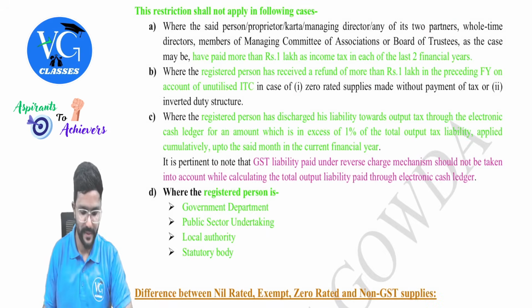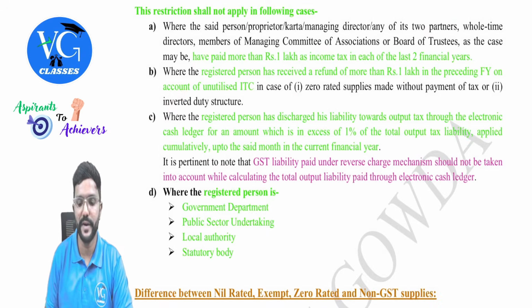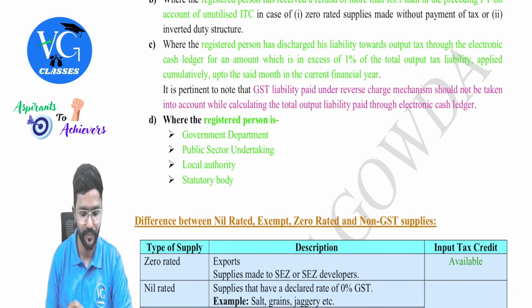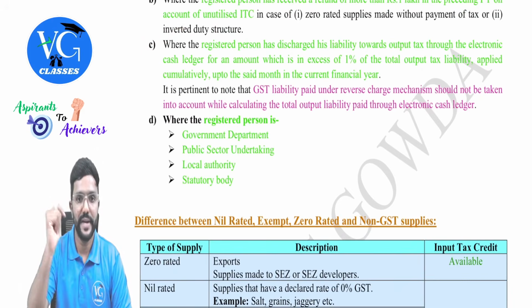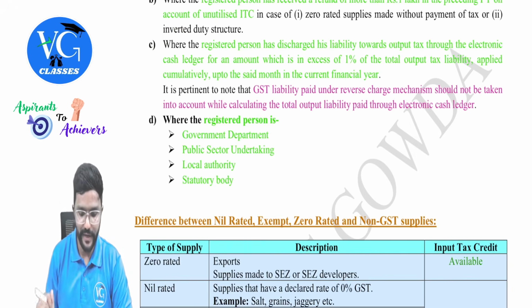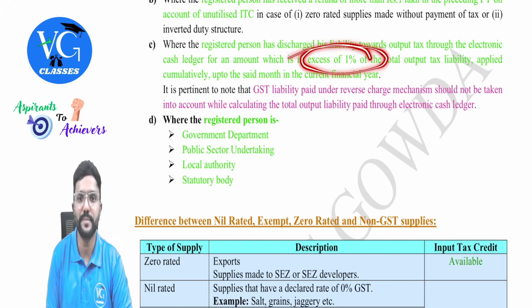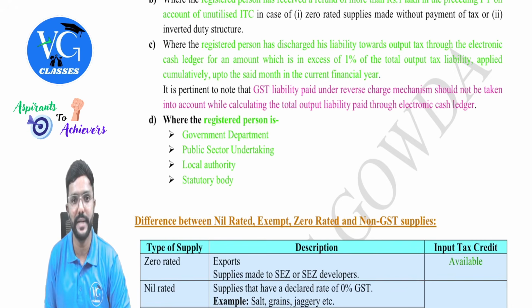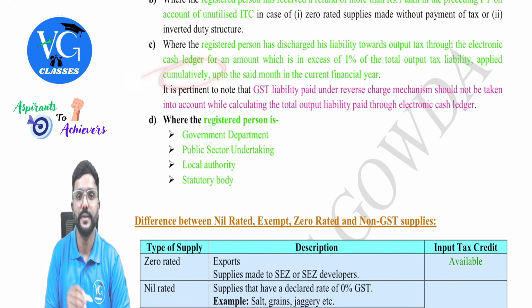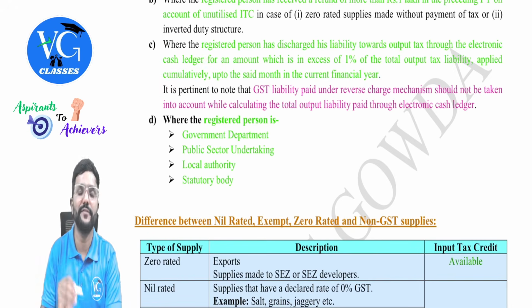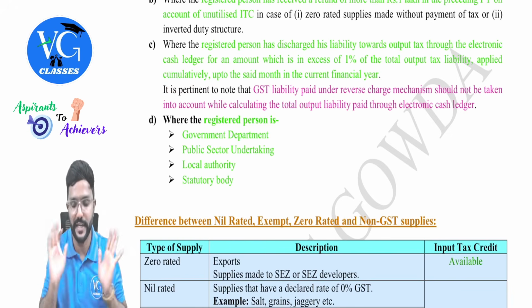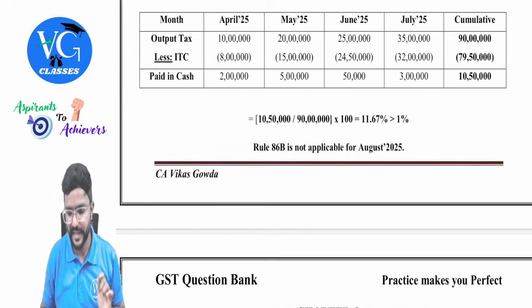Okay, sir. Next, C point. Point is interesting. Cumulative calculation. Okay, pay attention, pay attention. Where the registered person has discharged his liability towards output tax through the electronic cash ledger for an amount which is in excess of 1% of total output tax liability applied cumulatively up to the said month in the current financial year. So this is the calculation in the current year. I will try to explain it with an example.